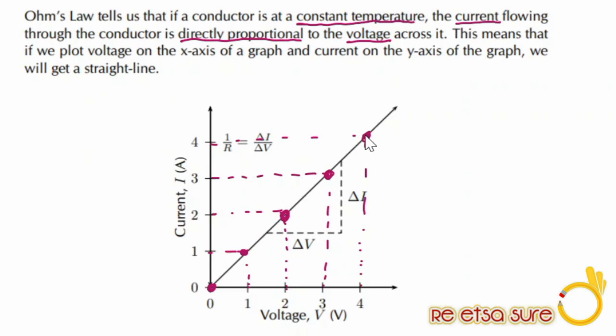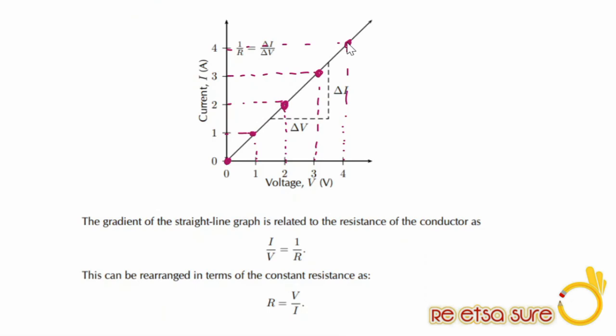So my beautiful learners, when you are given a graph between the current and the voltage, if the graph forms a straight line, we can say that the conductor being used follows Ohm's law, and we regard it as an ohmic conductor.